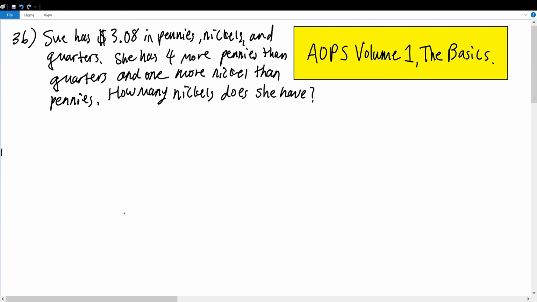AOPS Volume 1, The Basics, number 36. Sue has $3.08 in pennies, nickels, and quarters. She has 4 more pennies than quarters and 1 more nickel than pennies. How many nickels does she have?